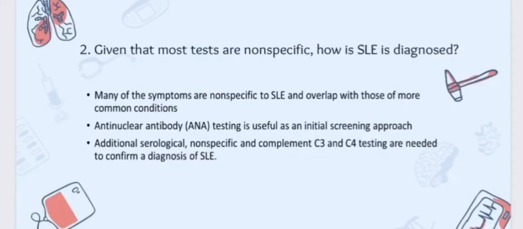Question 2. Given that most tests are not specific, how is SLE diagnosed? Many of the symptoms are not specific to SLE and overlap with those of more common conditions. Usually, anti-nuclear antibody testing is useful as an initial screening approach, but it is not a disease-specific test. When SLE patients test positive in the ANA test, additional serological, non-specific, and complement C3 and C4 testing are needed to confirm a diagnosis of SLE.